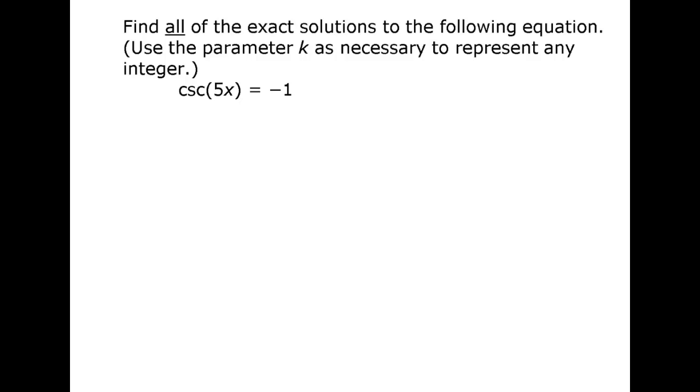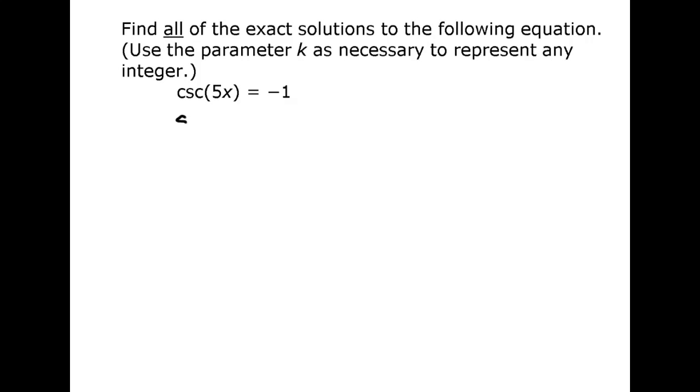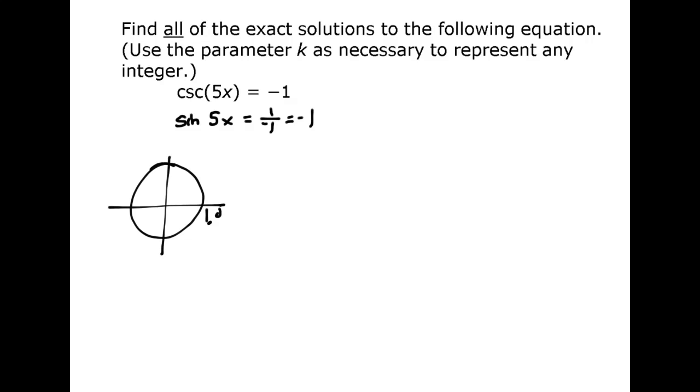So we need to solve cosecant of 5x equals -1. That's the same equation as sine of 5x equals 1 over -1, which is of course just -1. So we need all the angles whose sine is -1. Those would be quadrantal angles. So let's look at our terminal points and the quadrantal angles.